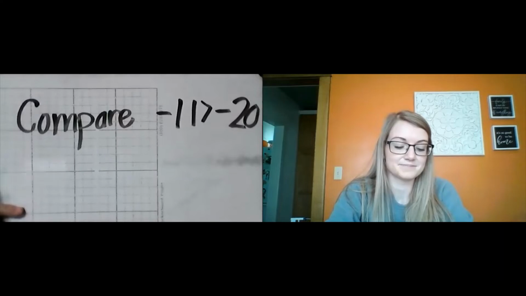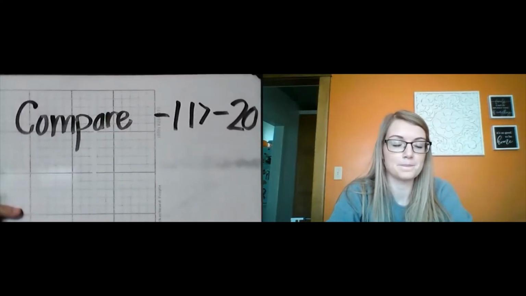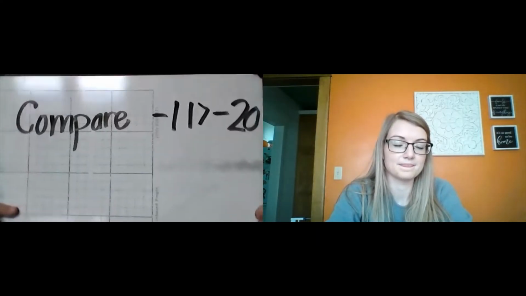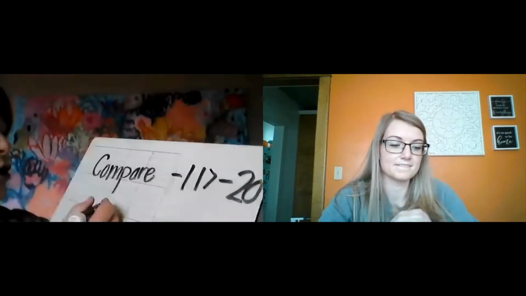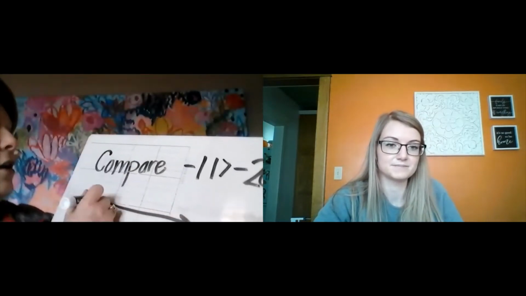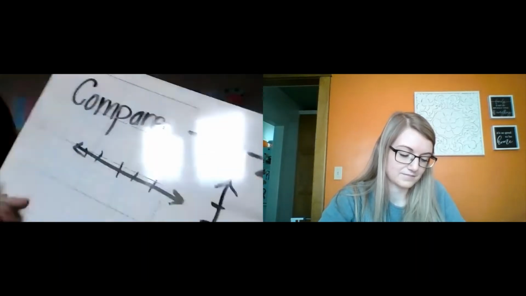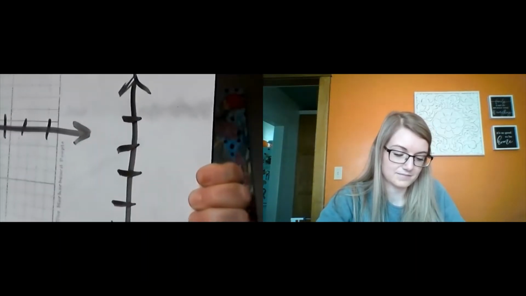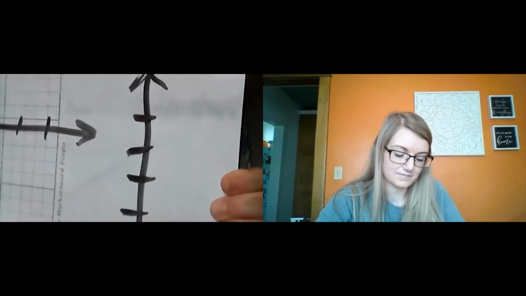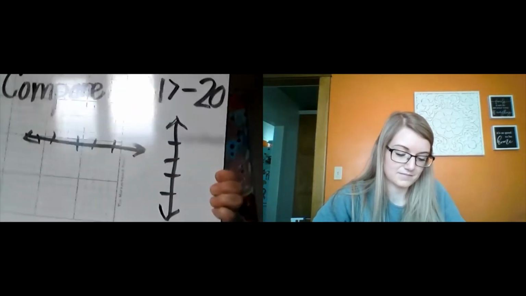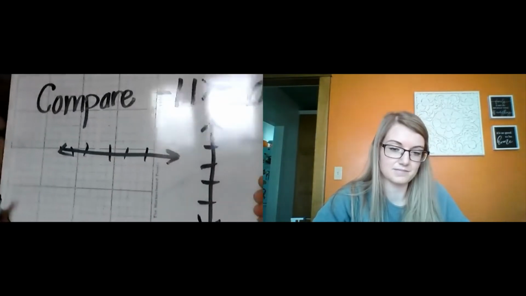So when you're thinking of comparing integers, there are 3 ways you can do it. You can draw a horizontal number line, like that. You can draw a vertical number line, like this, and pretend it's a thermometer. Or you can pretend you're talking money.